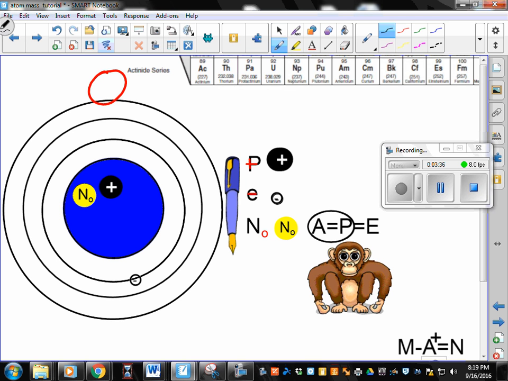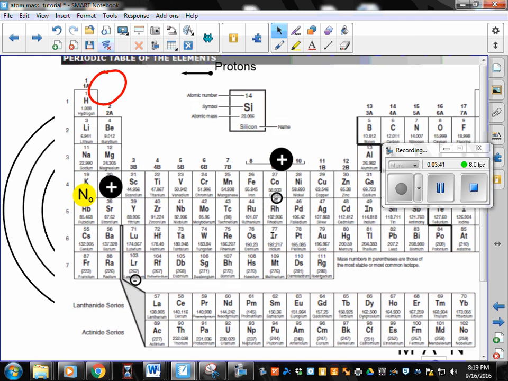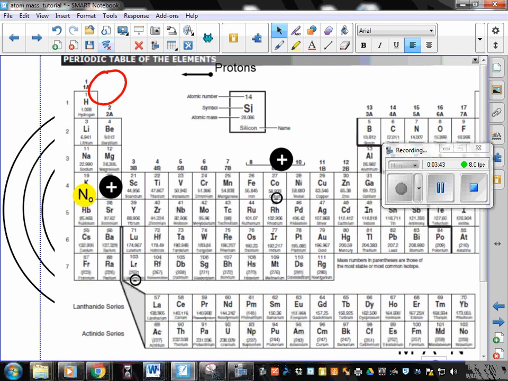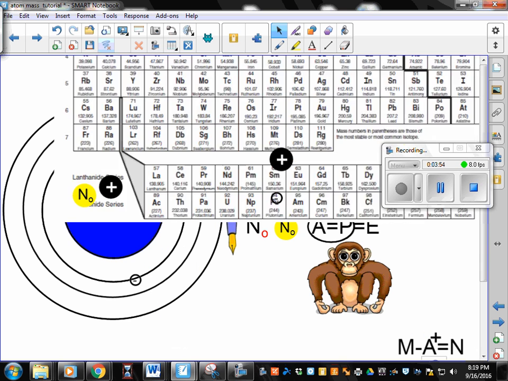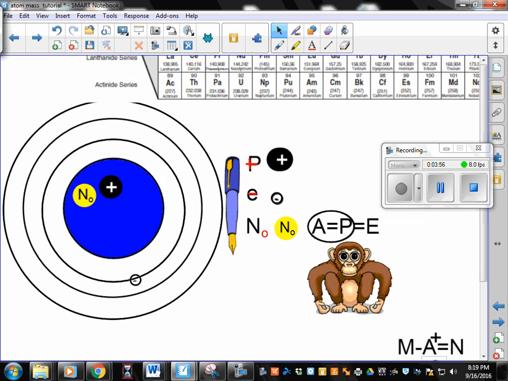So APE, atomic number of hydrogen is 1. Here you go, atomic number is 1. We know atomic number and protons is the same thing. So atomic number 1, protons 1, electrons 1. That's a neutral atom of hydrogen.